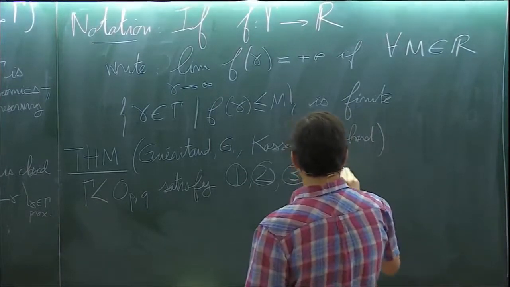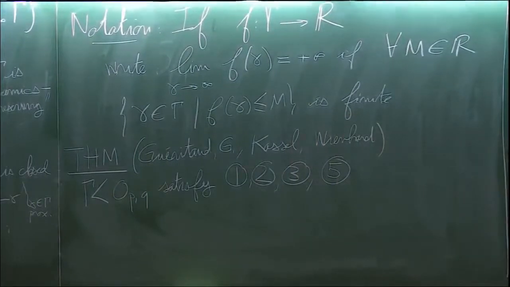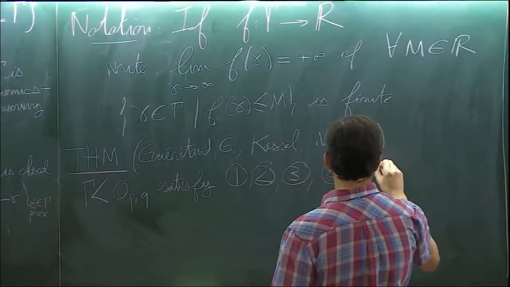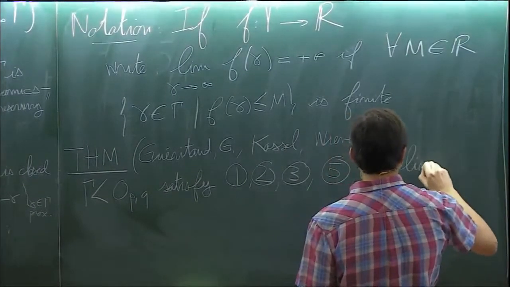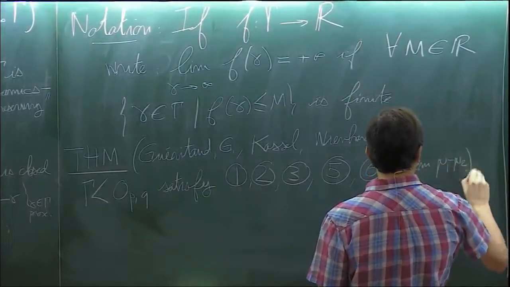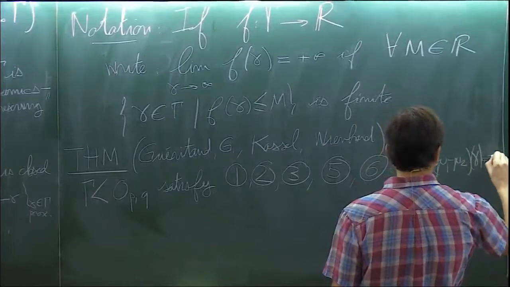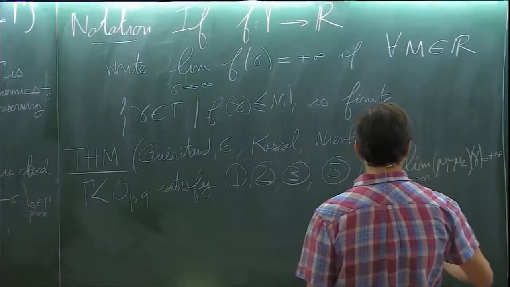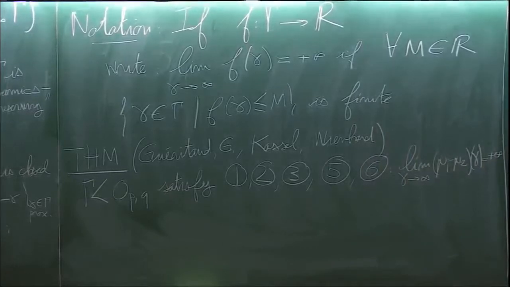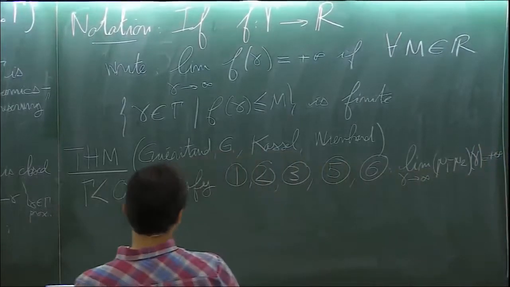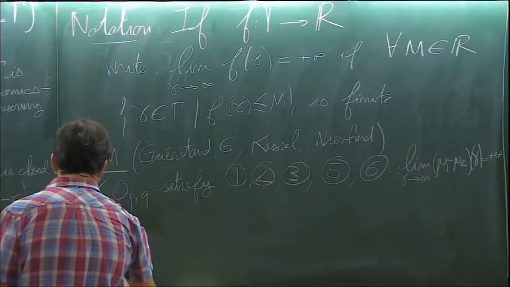I want that the boundary map is dynamics preserving. So this is my property five. And I want six, that the limit of mu one minus mu two of gamma is plus infinity as gamma goes to infinity. Thank you. And so it's a much weaker assumption than this very precise control that was used in the theorem. And in this situation, gamma is Anosov.